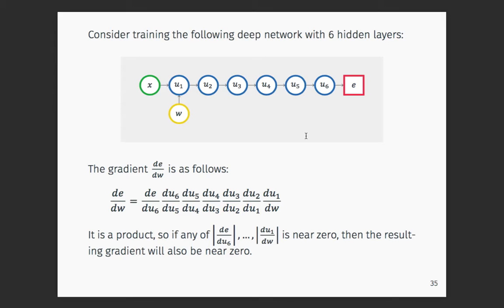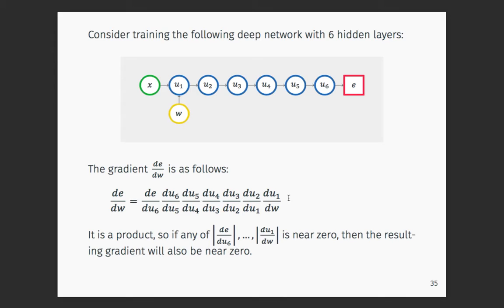We know we need to compute the gradient of the loss function with respect to the parameter w to do the gradient descent. And the backpropagation algorithm here is quite simple because the chain rule actually has a very nice form in this case. You can see that the gradient of the loss function E with respect to w is simply this product of all the steps to go from the loss function to u6 to u5, and so on and so forth. So you just have the product of all these terms.